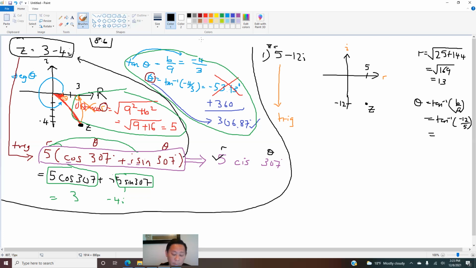-67.38. But that is not the correct form because it is a negative. So how do we figure out your theta in this case? Plus 360. You add 360. So your theta in this case will be 292.62.